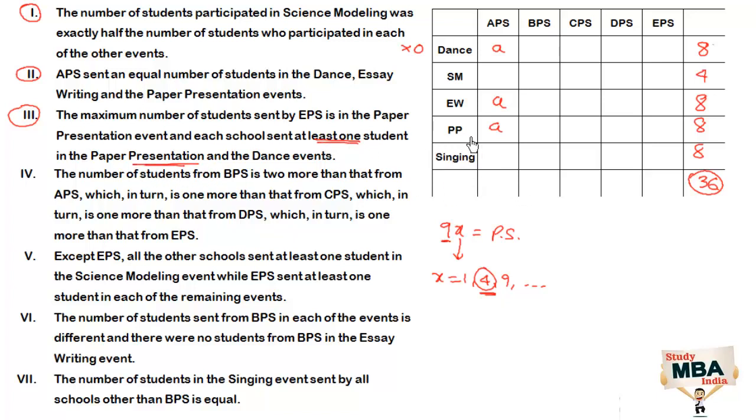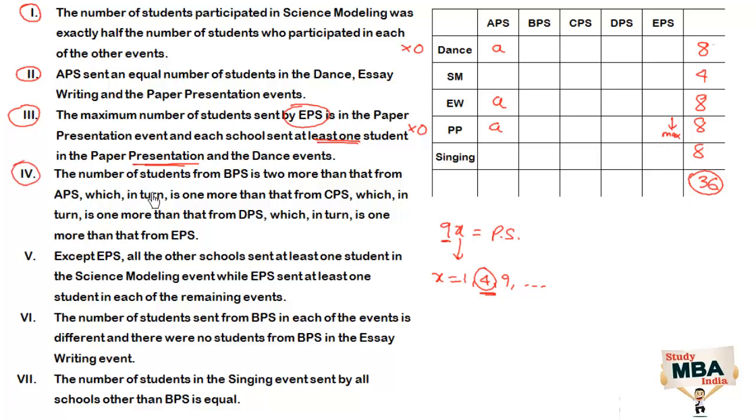So again we can say that in this row we will not be filling any cell with number 0. And it also says that EPS sent the maximum number of students in paper presentation only. So we can say that this cell has to be filled with the maximum value compared to this column. So let me represent this. So it will tell me that in this column the maximum value will be put at this particular cell, correct?